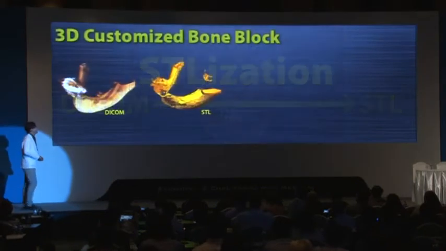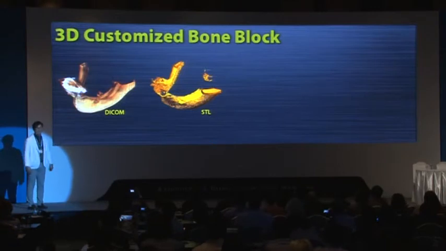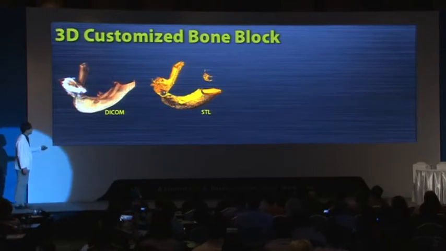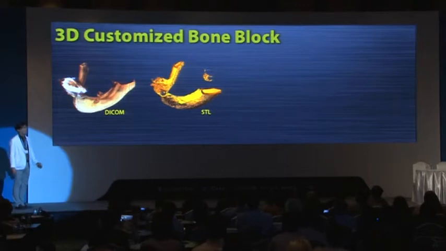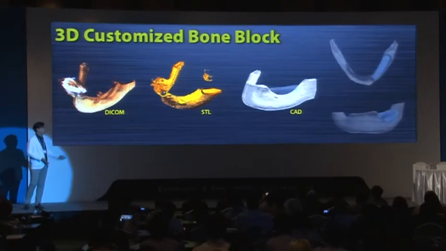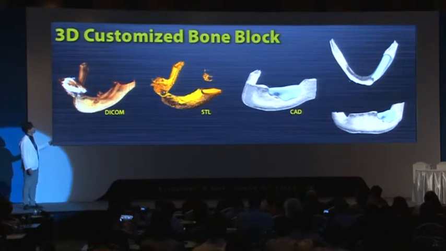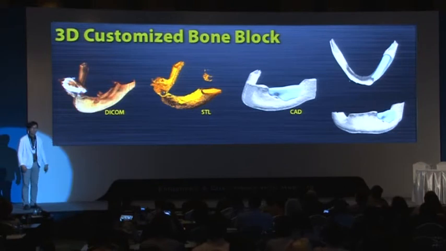This is the key factor of the 3D bone block technique. So once you change a DICOM file into an STL file, you put this STL file into your CAD/CAM system. After that, you can draw the bone which you want. We call this customized 3D bone blocks. Also, this part will be presented by Longo.